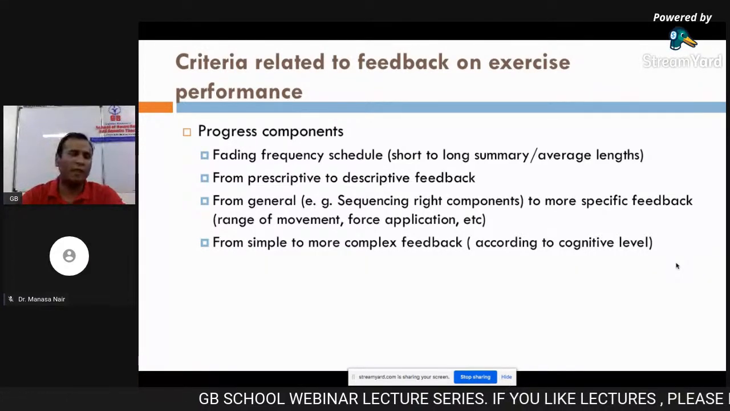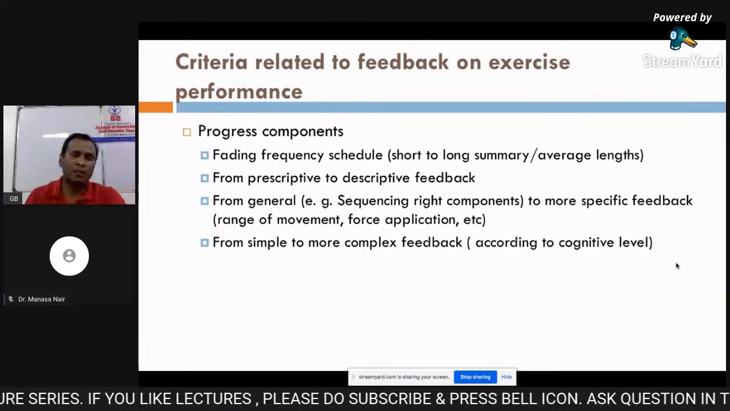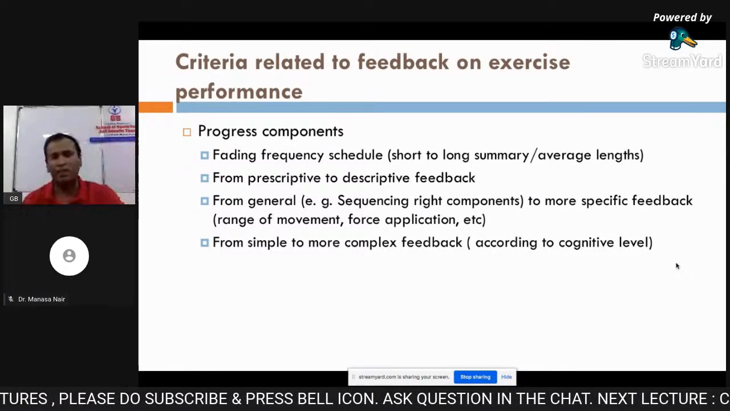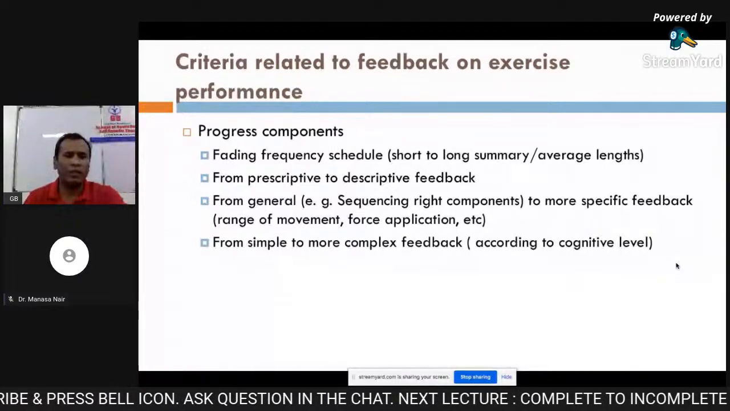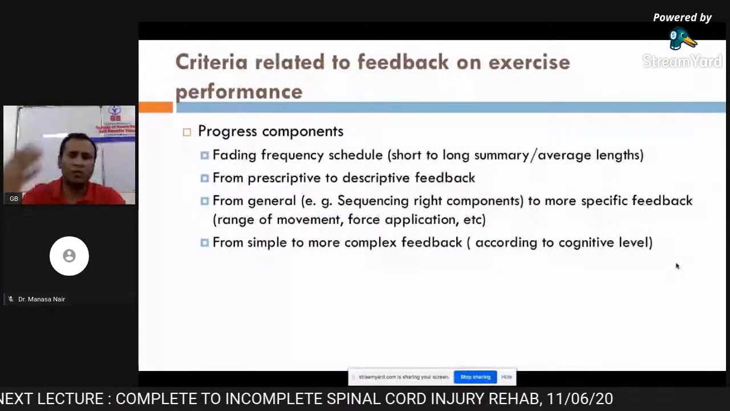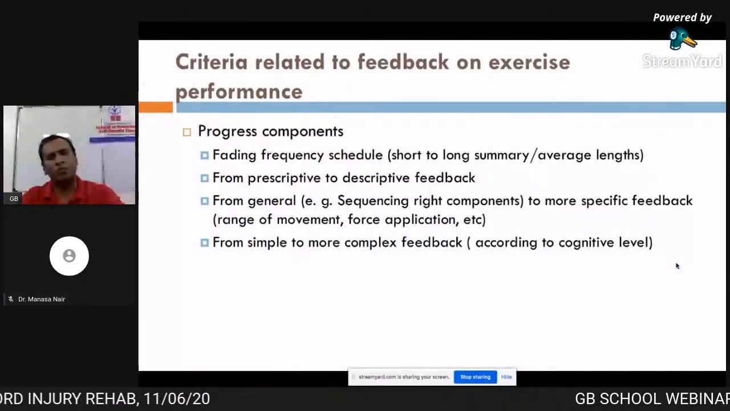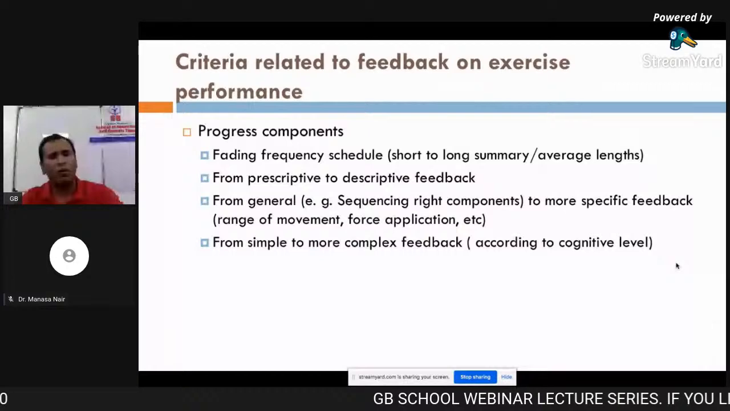In the beginning you might be giving continuous feedback, then you give it after 5 repetitions, 10 repetitions, 20 repetitions, like that. Or you give feedback at the end of the whole session, or after 2 days, 3 days. Like this, you can change the length of the feedback, or you can give a short summary in the beginning, and then you can give a long detailed summary.